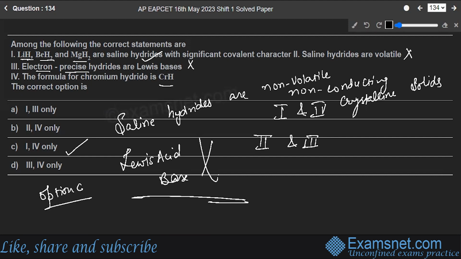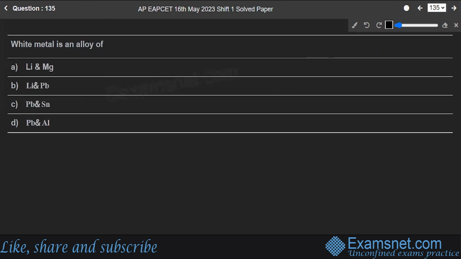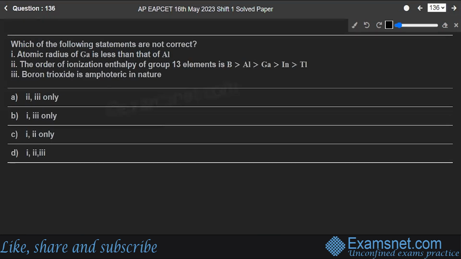Hope you understood this. Next is question 135. White metal is an alloy of lithium and magnesium, lithium and lead, and lead and aluminium. White metal is an alloy of lithium and lead. That's it. Option B. This is the right answer. Next is question number 136. Which of the following statements are not correct?